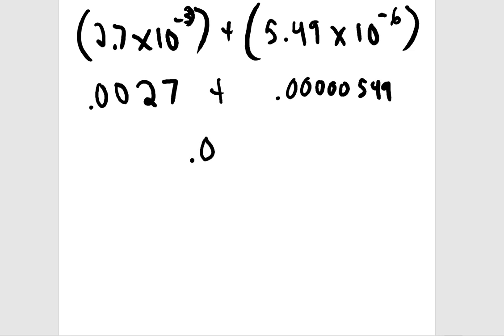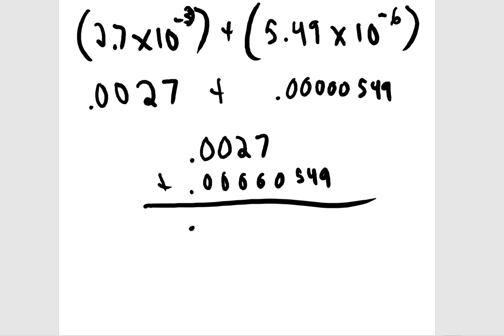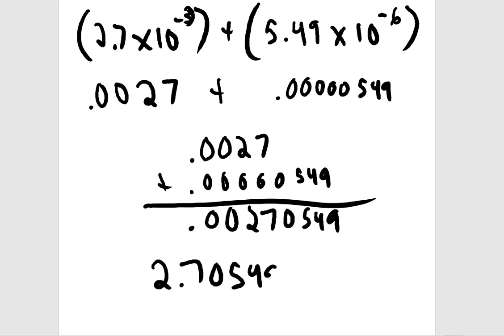You get 0.0027, and we're going to add that to 0.0000549. That gives 0.0270549. Now we've got to put that number into scientific notation. We're going to move that decimal 1, 2, 3 times, so you get 2.70549. And how many times you move that decimal is going to give you your exponent.